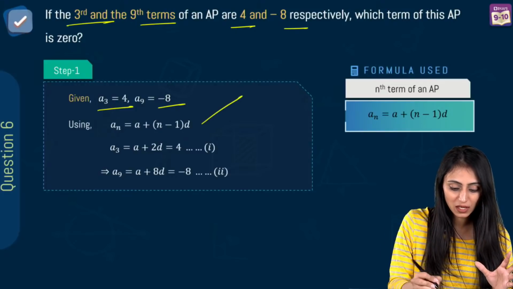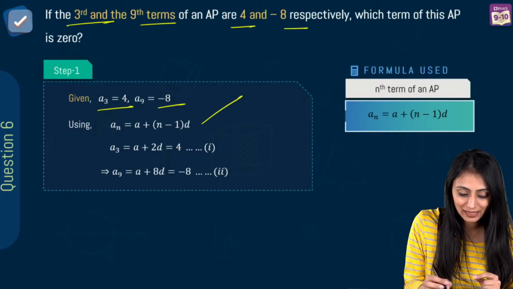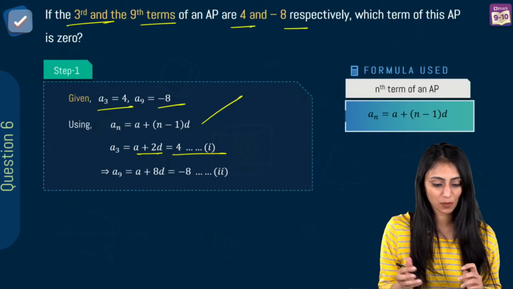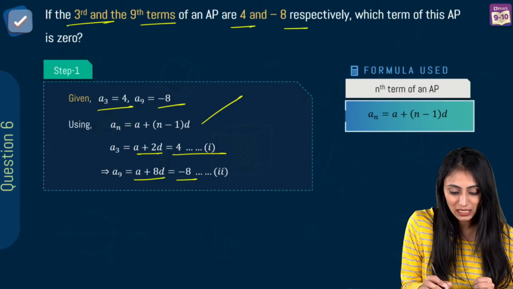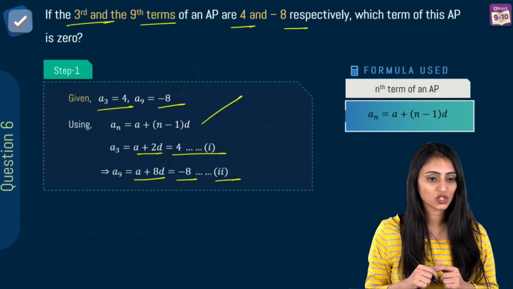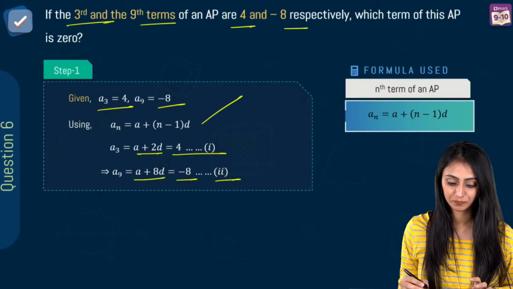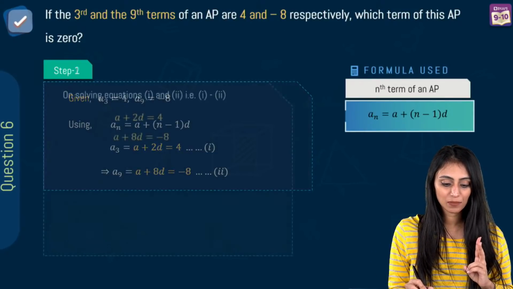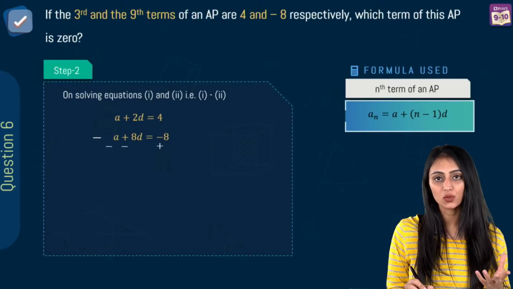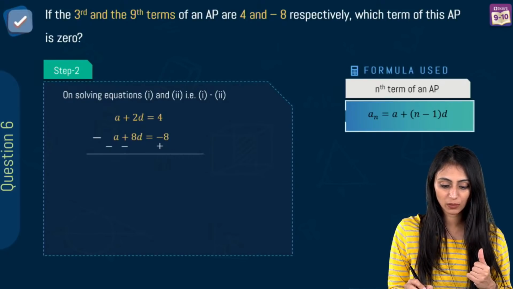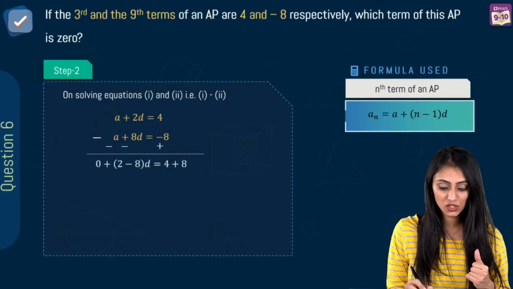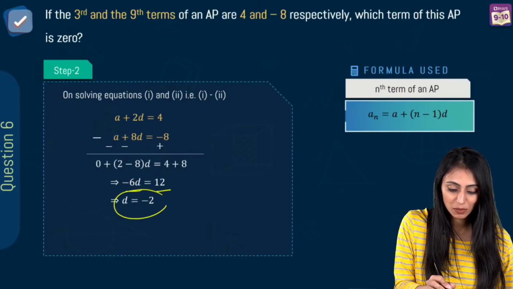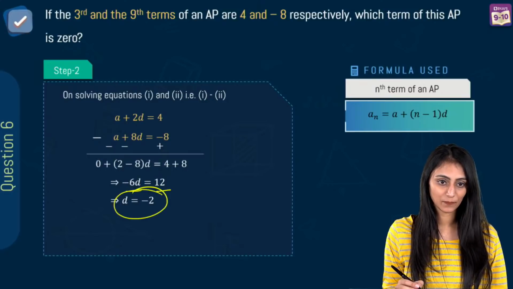We know this formula, right? Using this formula, I can write a3 as a plus 2d. That will be equal to 4. Let's mark this as equation number 1. a9 would be a plus 8d equal to minus 8. That's going to be our equation number 2, right? So now we have these two equations. What we will do is simply we will be using these to solve these equations to get the value of the variable. I'm subtracting them, so signs will change. What do we get? We get minus 6d equals 12. So d is going to be minus 2 in this case.